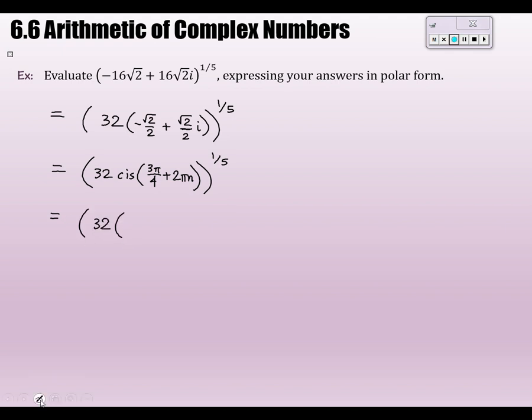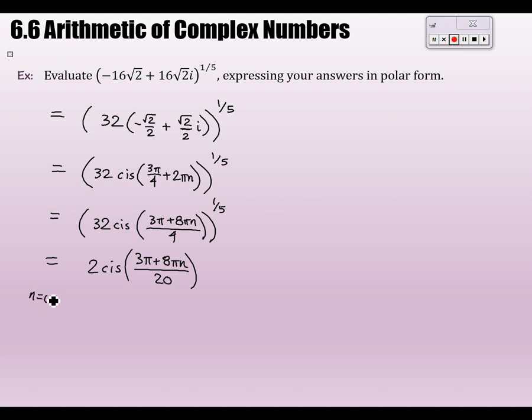And actually, before we jump in and apply De Moivre's theorem, let's make this just a little nicer for us here. That's 3 pi plus 8 pi n over 4. Okay, I think that'll make our lives just a little easier. Okay, now I think we're ready to apply De Moivre's theorem. Here we go. So 32 to the 1/5 is 2 cis, and then what do we get here? 3 pi plus 8 pi n over what? What'd you say? Over 20.